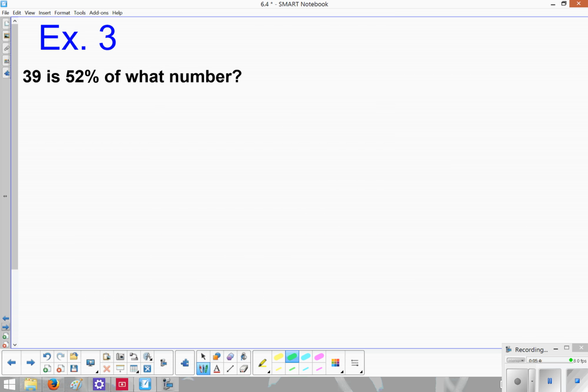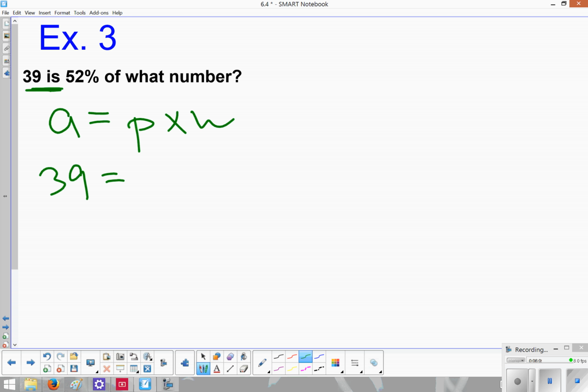And example number 3, I have here 39 is 52% of what number? So once again, we're going to go ahead and use the formula: A equals P times W, where A is the part. What's the part that you got? You got a 39. Remember, 39 is a part because it's the word "is" that signals the part. Now, do you know the percent? Yes, I do. You got a 52%.